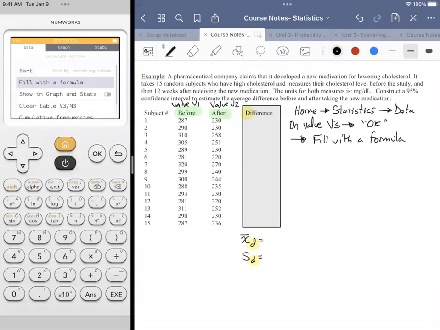All right, so that's my second option there. And then I'm going to type in V1 minus V2. So I hit OK.